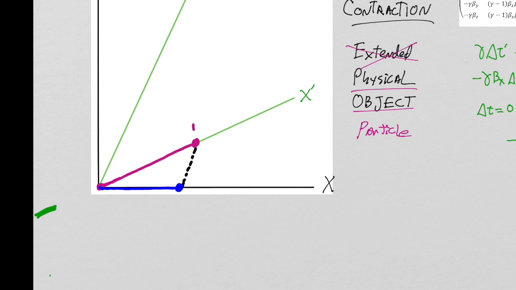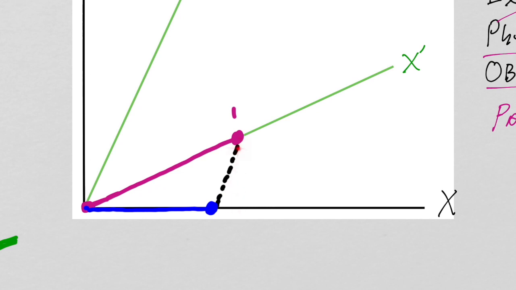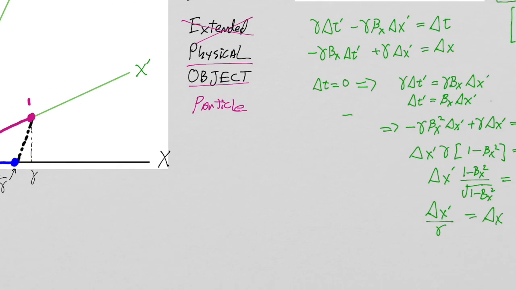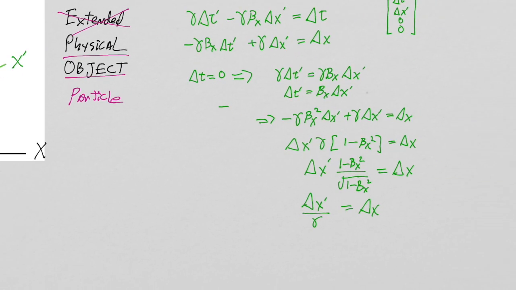And we already know that if you find this point's coordinate in the lab frame by dropping a parallel to the time, this will land at exactly gamma. So this length here is 1 divided by gamma. So this point here is at 1 divided by gamma. And that logic is reflected in this mathematics that we just did over here.